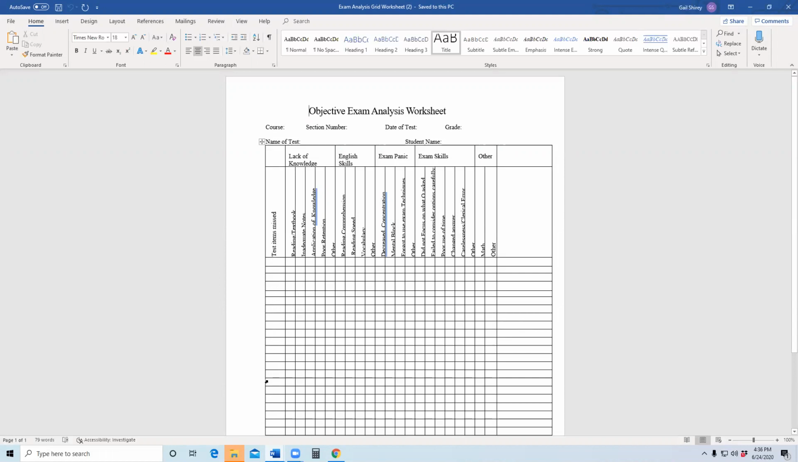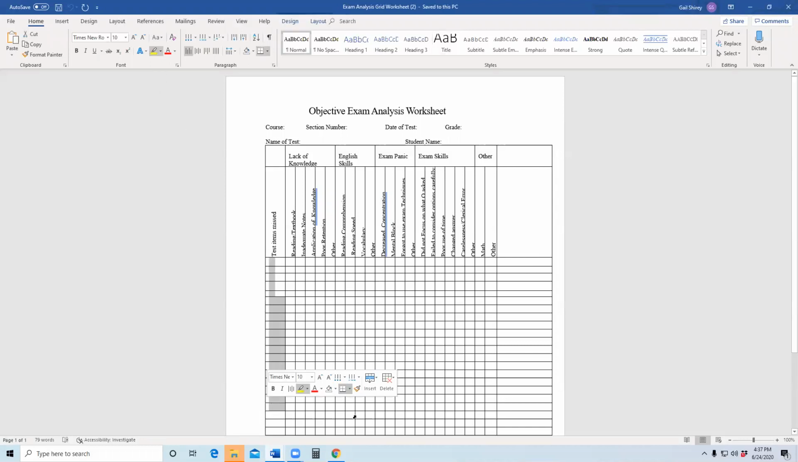So when you start this grid sheet, you fill in the course, the name of our course. And by the way, you can download this document and then type it in. Fill in the course, section number, whatever section you're in, the date of the test that you took, the name of the test, your name, and then of course the grade, okay? So in this first column, and let me see if I can highlight so you know where I'm talking about here.